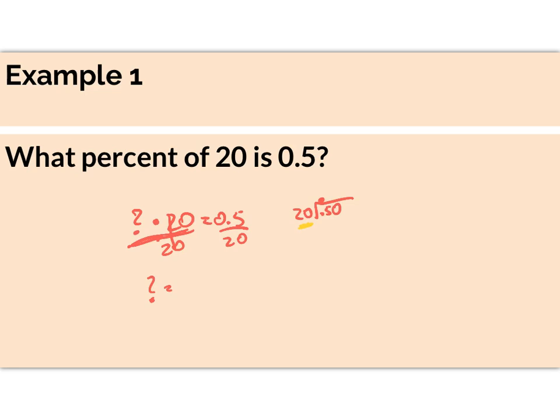20 goes into 5 0 times. It goes into 50 twice. 2 times 20 is 40. 10 right here. Bring down a 0. And 5 times. So it's 100. Okay. So now we get a number.